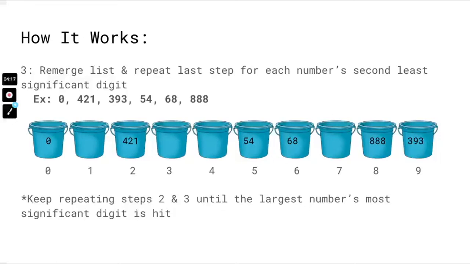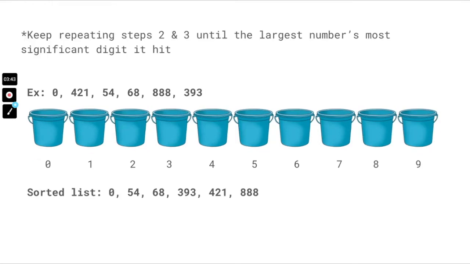And then it's important to note that if a number doesn't have another digit preceding it, you're simply going to replace it with a 0. So since 0 doesn't have any other significant digits to it, you're just going to replace all the values next to it with a 0. And then finally, you're going to keep repeating steps 2 and 3 until the largest number's most significant digit is hit. So since in this list, the largest number only has 3 significant digits, you're only going to sort this list 3 times. The last sort will look like this.